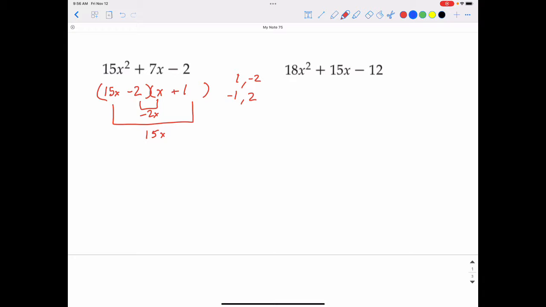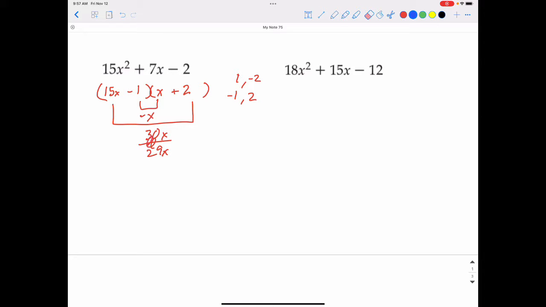Switching the signs on that won't help either. It'll still give me the wrong answer. It'll give me a negative 13x if I just switch the signs. What if I put the 2 over on the right side and the 1 on the left side? What will that do? So negative 1 times x is negative 1x, and 15x times 2 is 30x, and that will not add up to 7x. It actually made it worse. It's 29x.